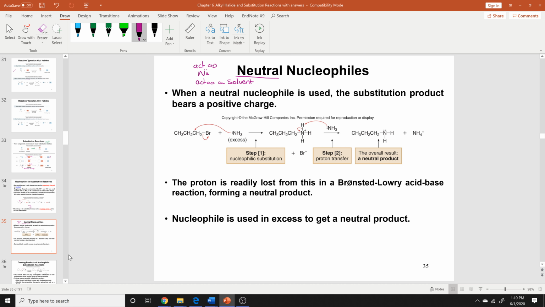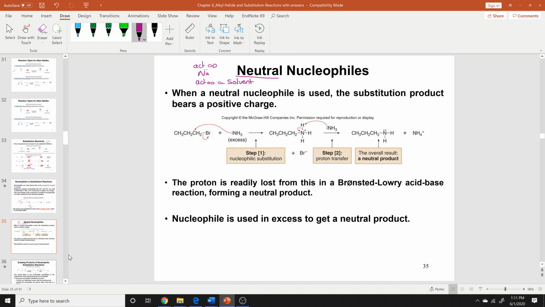But remember this and take it as a rule from now on. Whenever you want to form a product, products are always neutral. So if your product has a positive charge, you have to deprotonate. This step we call a deprotonation, and normally deprotonation happens by an acid-base reaction. So you have to deprotonate by any base in the solution.